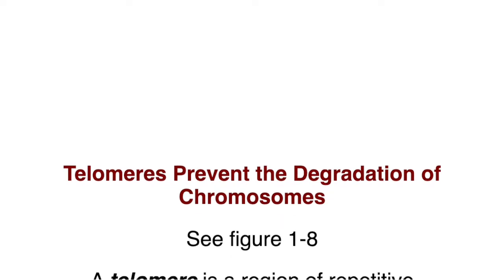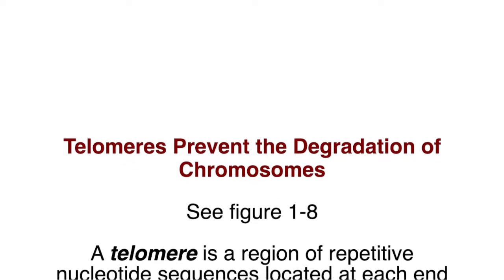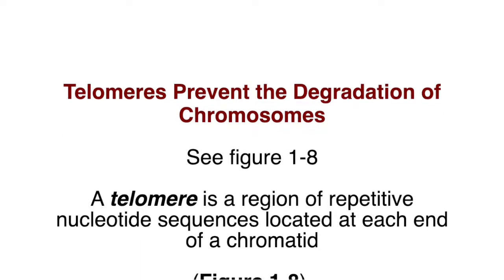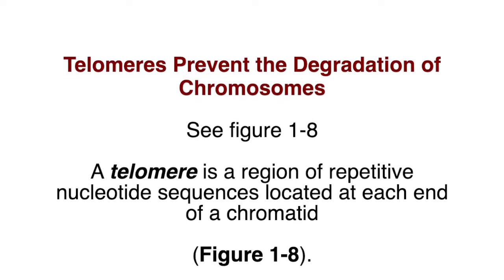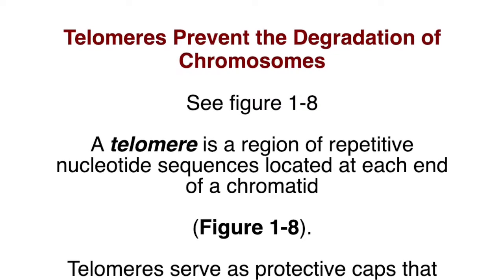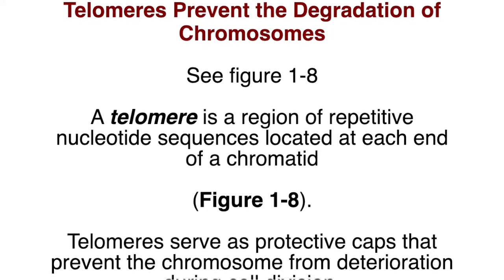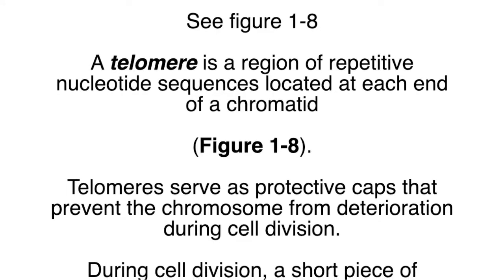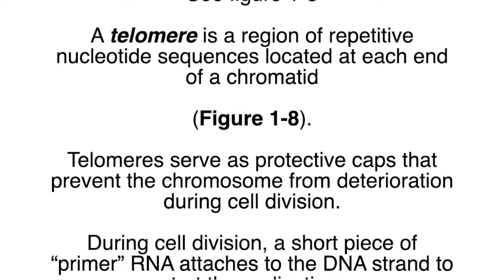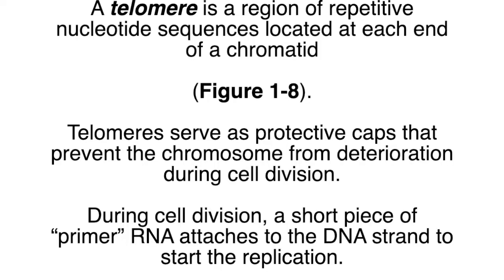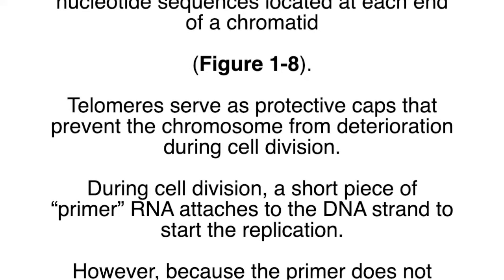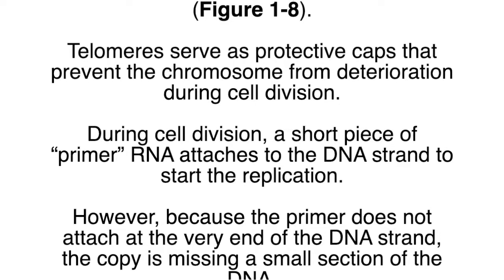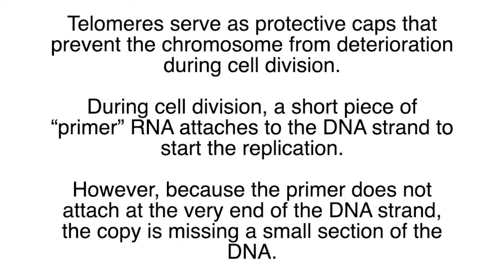A telomere is a region of repetitive nucleotide sequences located at each end of a chromatid. Telomeres serve as protective caps that prevent the chromosomes from deterioration during cell division. During cell division, a short piece of primer RNA attaches to the DNA strand to start the replication. However, because the primer does not attach at the very end of the DNA strand, the copy is missing a small section of the DNA.